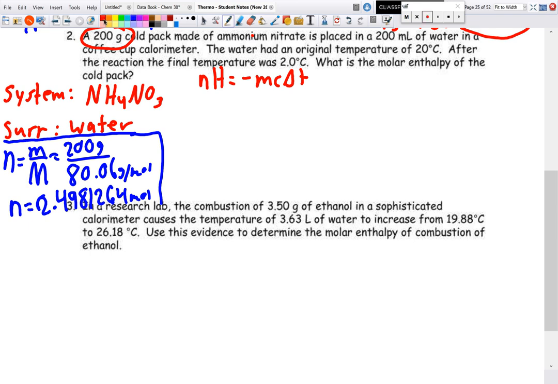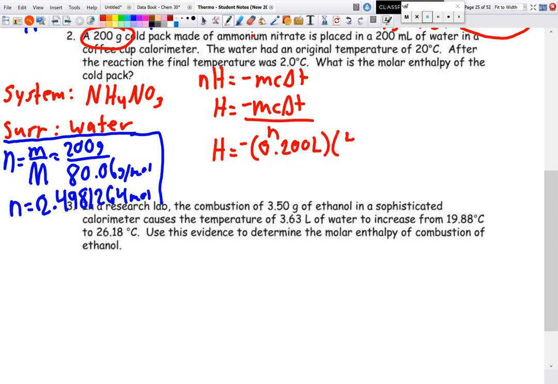So same thing, I'm going to rearrange the equation. ΔH is equal to negative mc delta T all over n. When I fill in my numbers, ΔH is equal to negative, mass of my water was 200 milliliters. Now, you can write this down and have your answer in joules, but I know for the most part, molar enthalpy is always in kilojoules per mole. So I'm going to convert this into 0.200 liters. So my specific heat capacity can be 4.19 kilojoules per liter degrees Celsius, so I can get my kilojoules that way.